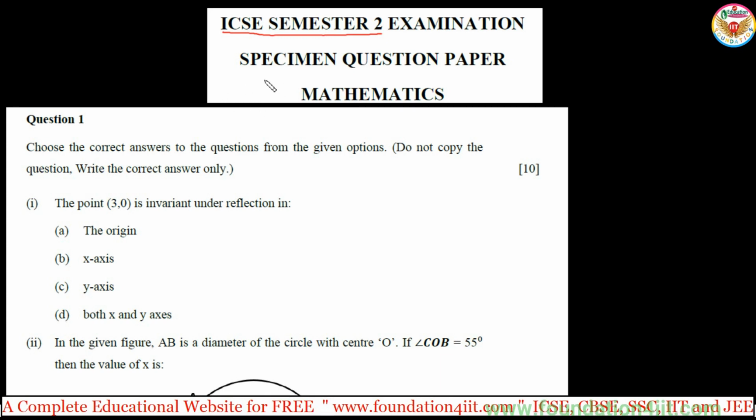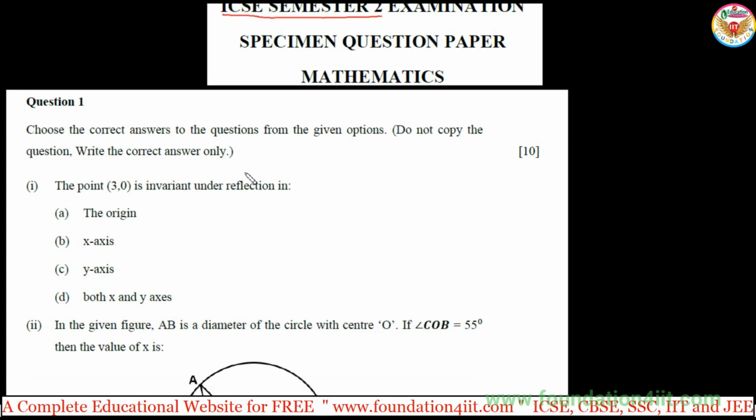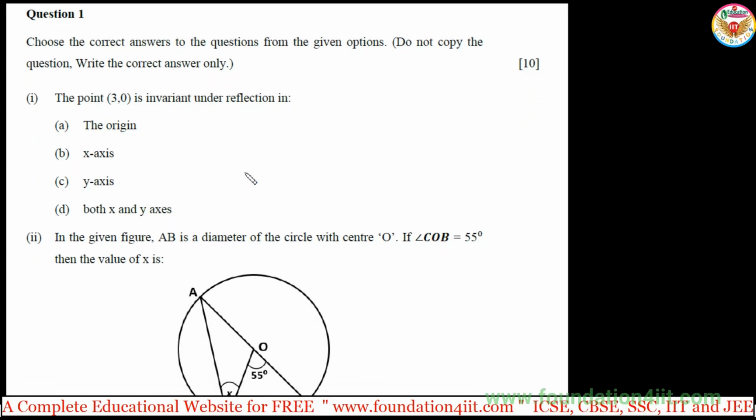First, let us see in this video only the specimen question paper solutions. So in this semester 2 examination, mathematics is for 40 marks. Question number 1, 10 marks is a 10 objective. So this is the pattern. Let us see directly first one by one.